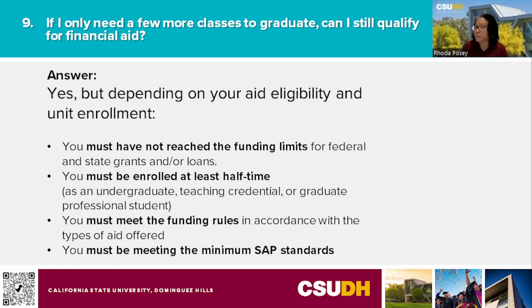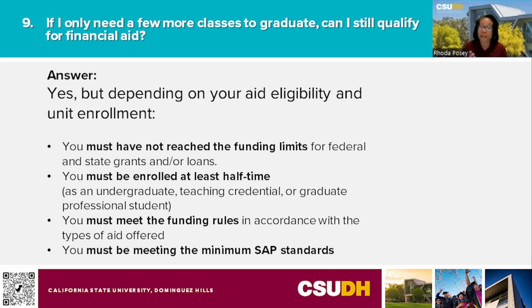Number 9, if I only need a few more classes to graduate, can I still qualify for financial aid? The answer is yes, but with a but. So yes, but depending on your aid eligibility and unit enrollment. Here are some bullets to expand on that. You must have not reached the funding limits for federal aid.